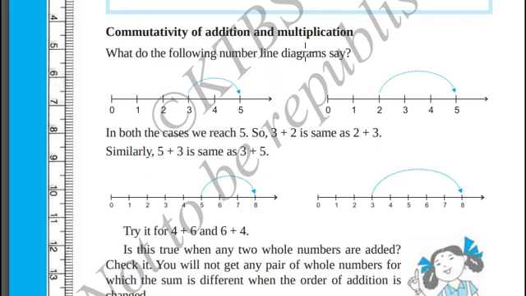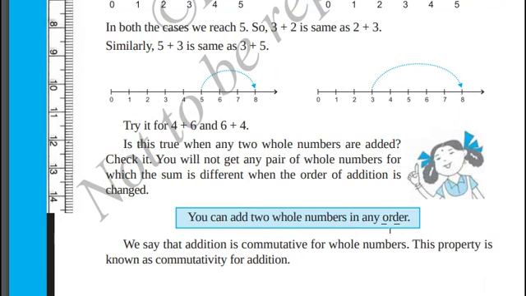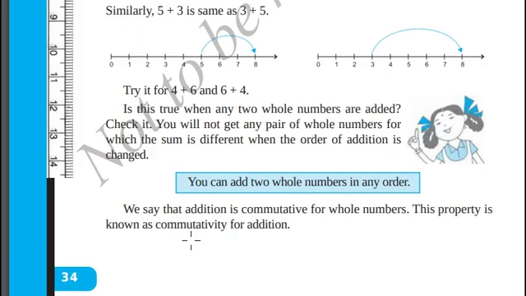Commutativity of addition and multiplication. Here we have a number line. Our aim is to reach 5. We can reach 5 by adding 3 plus 2. We can also reach 5 by adding 2 plus 3. 3 plus 2 is equal to 2 plus 3. Both are same. You can add two whole numbers in any order. It doesn't matter whether you start with 2 or you start with 3. 3 plus 2 is same as 2 plus 3. This property is known as commutativity for addition.